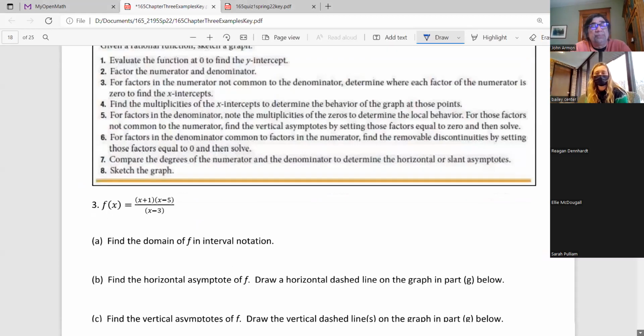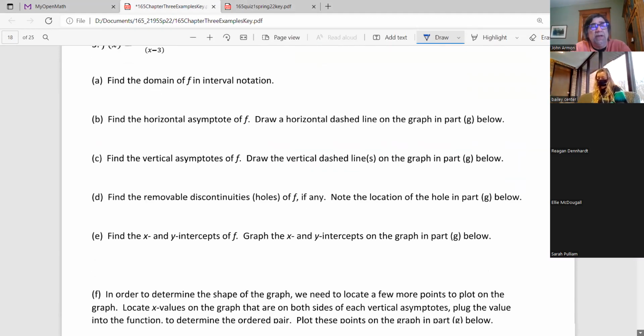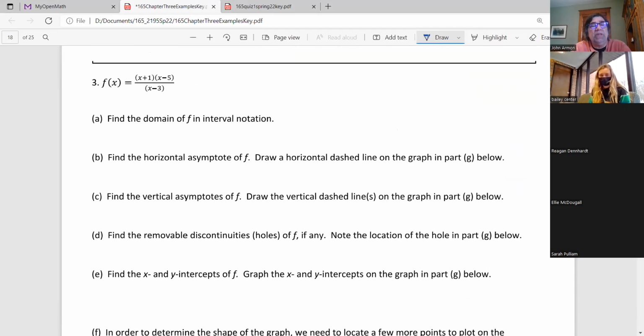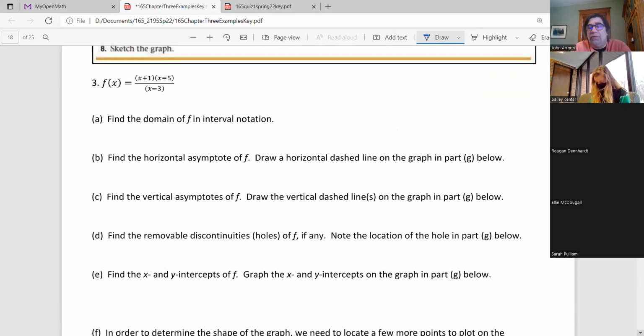So let's try another one here. Here's number 3. And we've already got this one in factored form. So we'll find the domain, find the horizontal, find the vertical, find any removable discontinuities if the numerator and denominator are both 0 at the same time, X and Y intercepts, and then we'll get the graph. So first of all, domain. Looks like we are divided by x minus 3, so we need to stay away from 3.